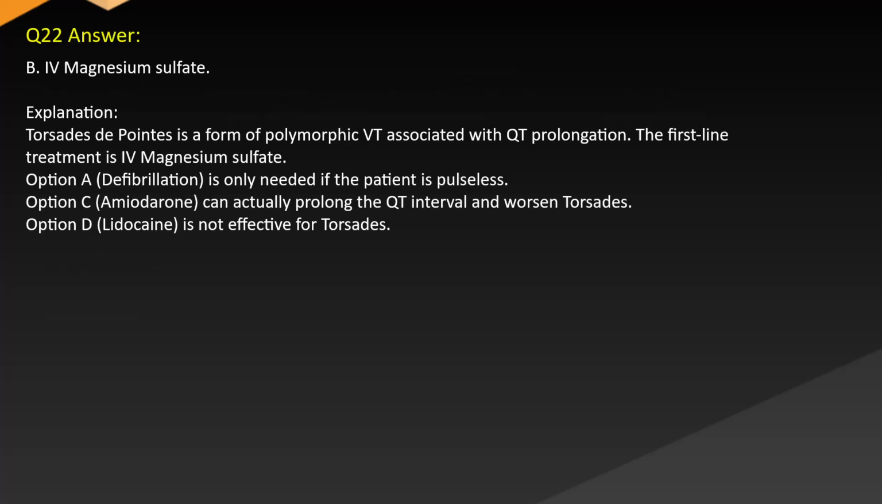Answer: B. Magnesium sulfate. Explanation: Torsades de pointes is a form of polymorphic VT associated with QT prolongation. The first-line treatment is magnesium sulfate. Option A, defibrillation, is only needed if the patient is pulseless. Option C, amiodarone, can actually prolong the QT interval and worsen torsades. Option D, lidocaine, is not effective for torsades.